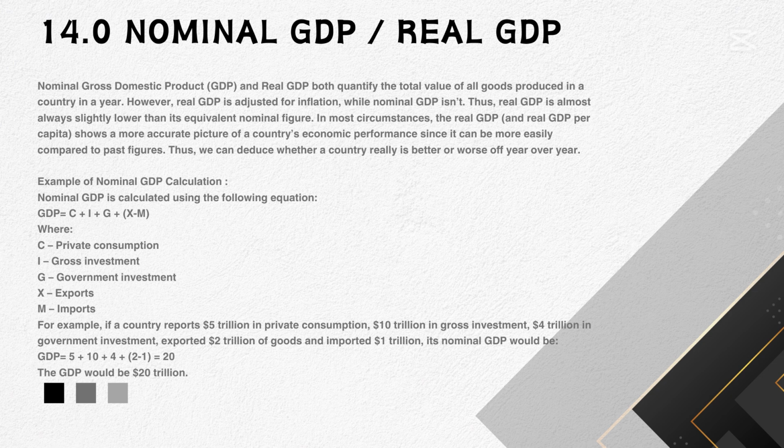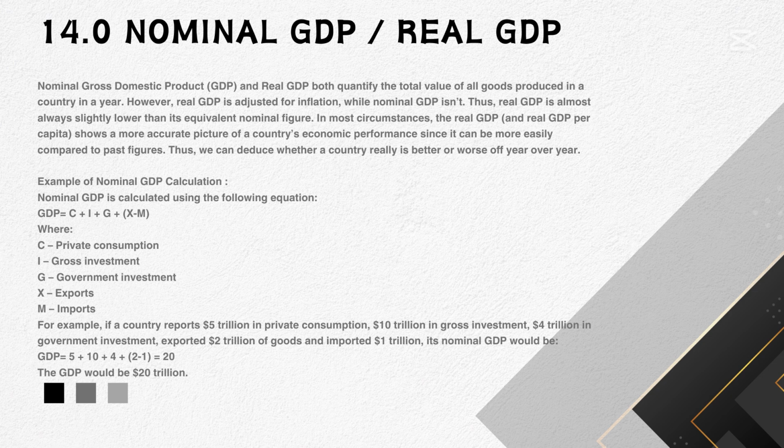Real GDP provides a more accurate reflection of economic performance because it allows comparison across different years without being influenced by price changes. Example of nominal GDP calculation.